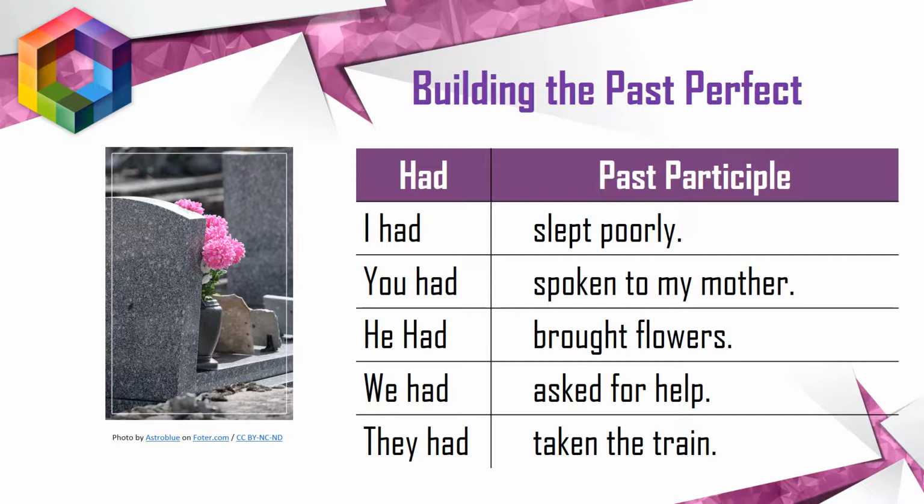The past perfect is built with had and the past participle of the main verb. For example, I had slept poorly, you had spoken to my mother, he had brought flowers, we had asked for help, they had taken the train.